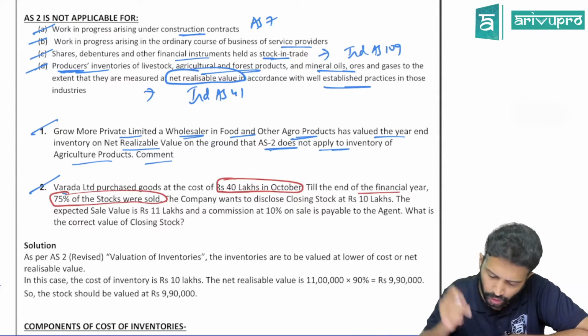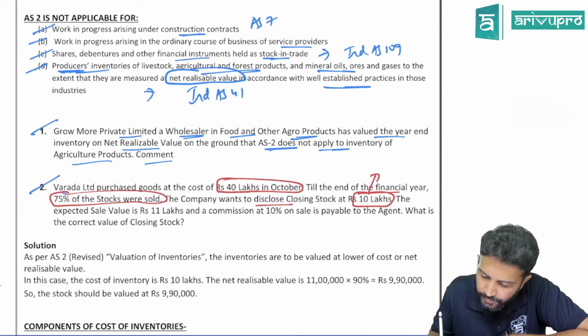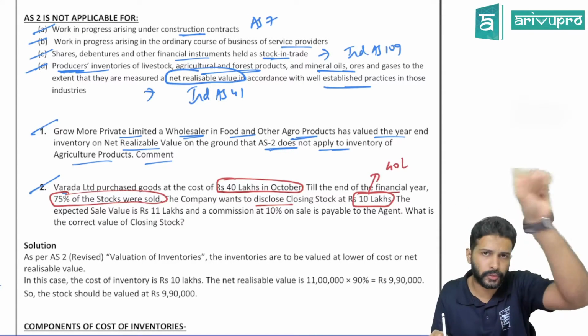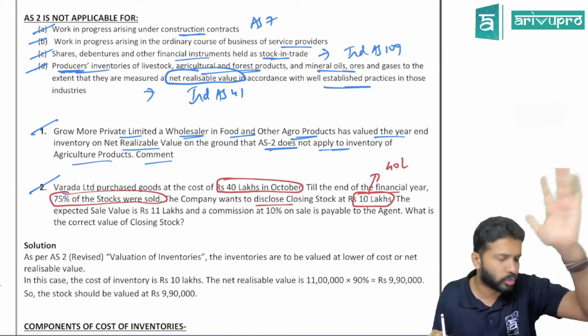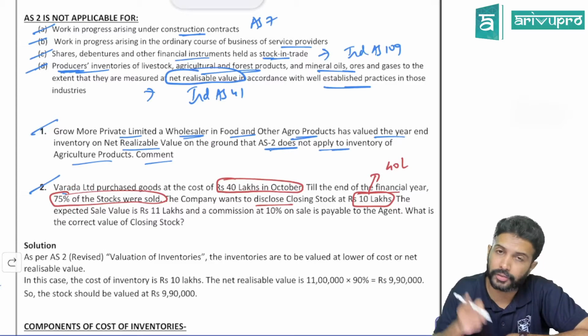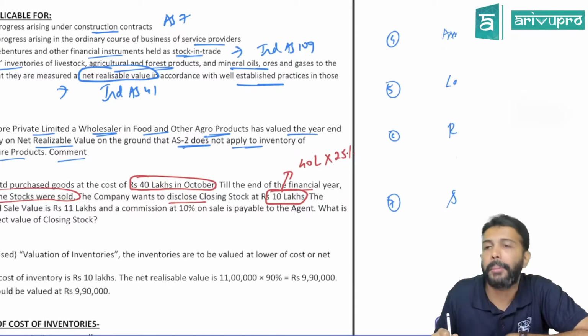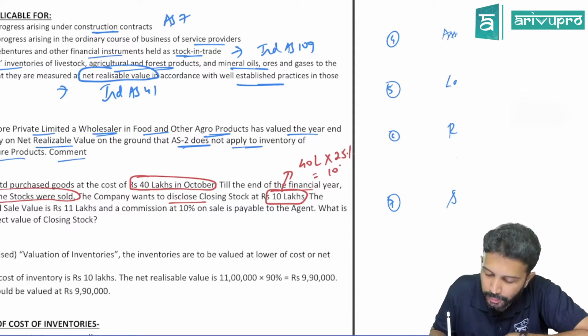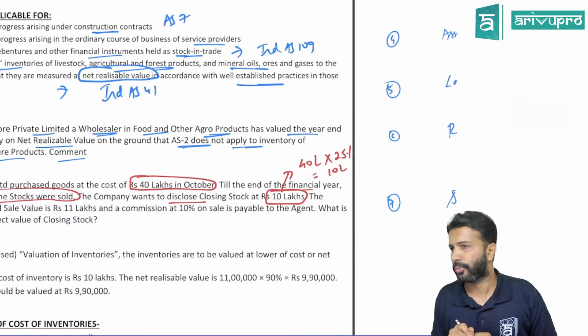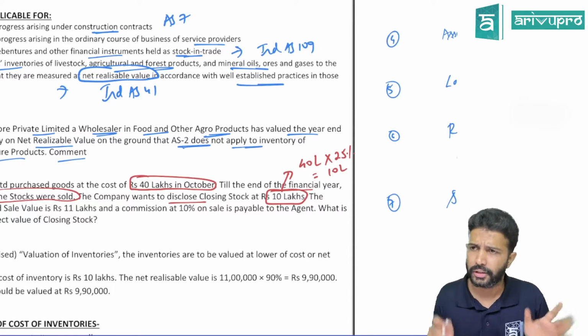Yes, no people? Alright. The company wants to show closing stock at 10 lakh. Why 10 lakh? 40 lakh is the cost of the total goods. How much goods stock is already sold off? 75%. So how much is remaining? 25%. So 40 lakh, 25% is how much? 10. Okay. So basically they're saying the cost of the closing stock is 10 lakh rupees. Correct? That's how they've got that 10 lakh.